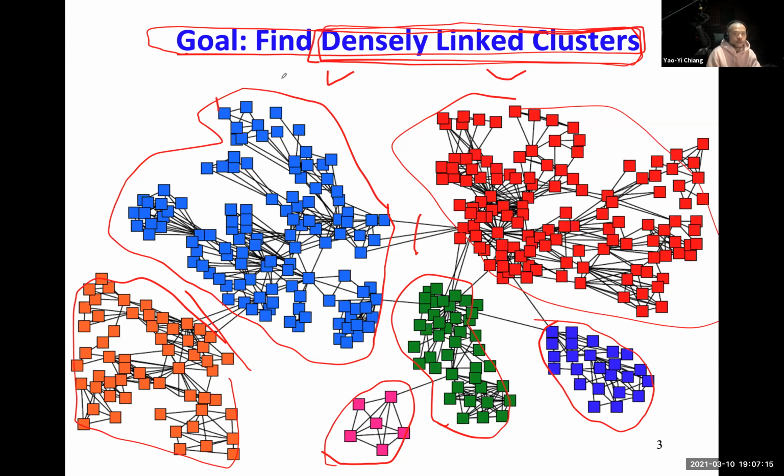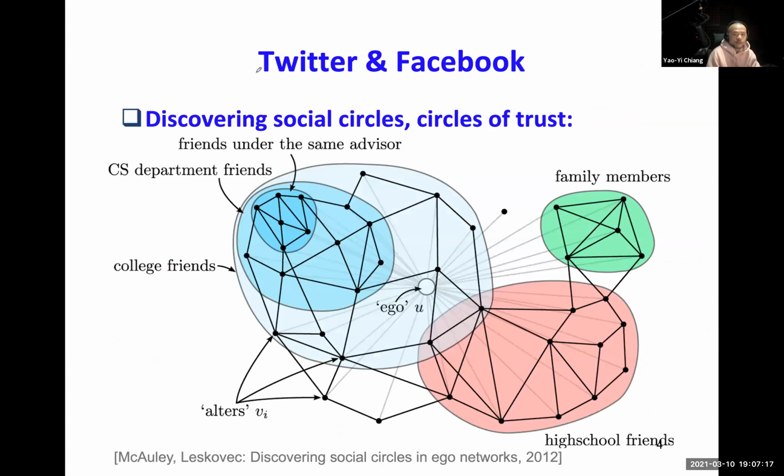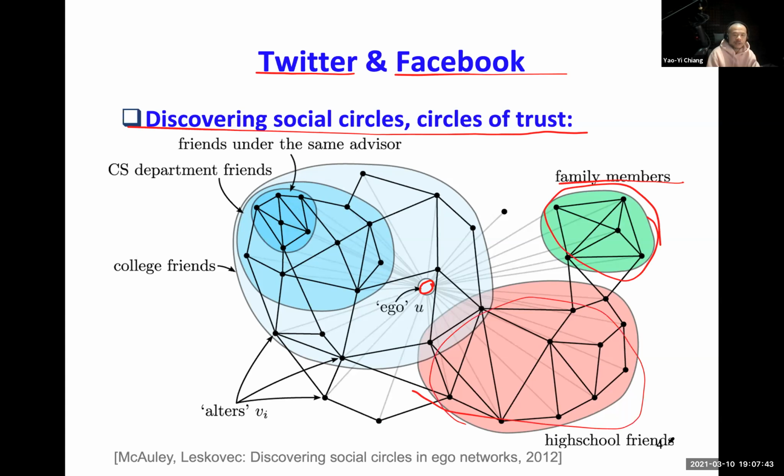Okay, so why is this useful? If you look at graph data from social networks, could be from Twitter, could be from Facebook, you will be able to discover social circles, circles of trust. For example, this is you. You have links to other nodes. If we can identify clusters, maybe there will be one cluster that represents your family members, another cluster represents your high school friends, another cluster represents your college friends.